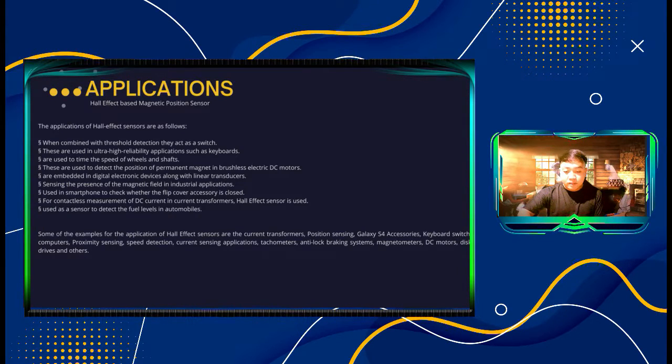Used as embedded in digital electronic devices along with linear transducers. Sensing the presence of the magnetic field in industrial applications. Used in smartphones to check whether the flip cover accessory is closed. For contactless measurement of DC current in current transformers, the Hall effect sensor is used. It is also used as a sensor to detect the fuel levels in automobiles.